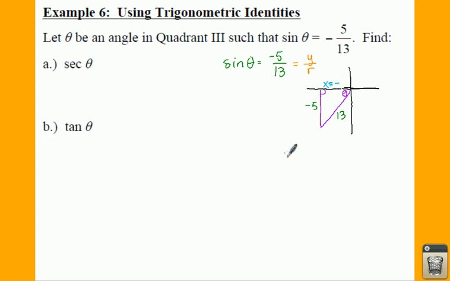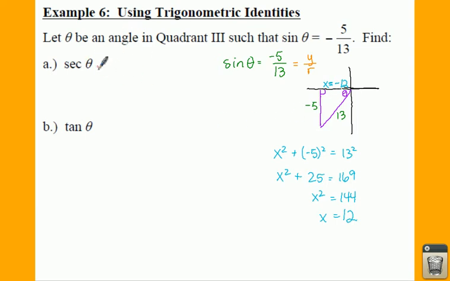So we need to use the Pythagorean theorem. So we're going to say x squared plus negative 5 squared equals 13 squared. And this is actually a Pythagorean triple also. We'll see if you recognize it or not. But it's a special right triangle with special attributes. So subtract 25 from both sides, you get 144. x is equal to 12. So our x value is a negative 12.